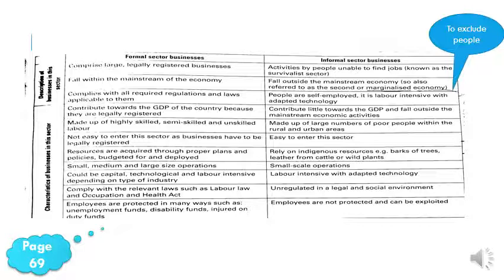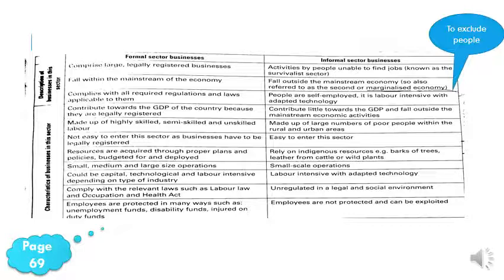Now let's have a look at the characteristics of the formal sector. They contribute towards the GDP of the country because they are legally registered. So obviously they bring money into our economy. It is made up of highly skilled, semi-skilled, and unskilled labor. It is not easy to enter the sector as businesses have to be legally registered. Okay, remember there's a lot of requirements when registering a business, so it can become a bit complicated.